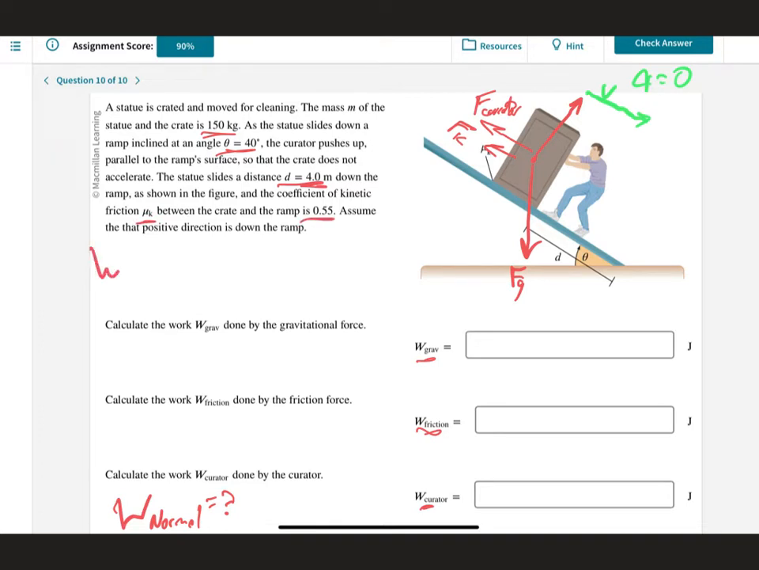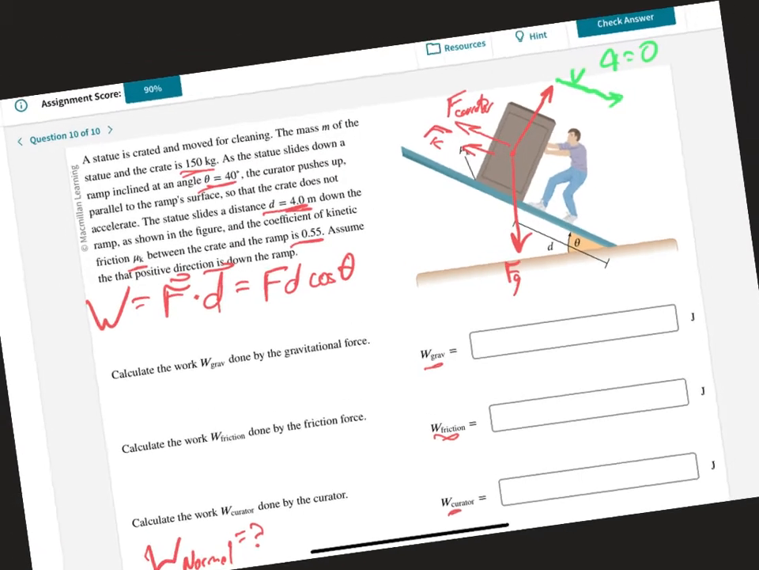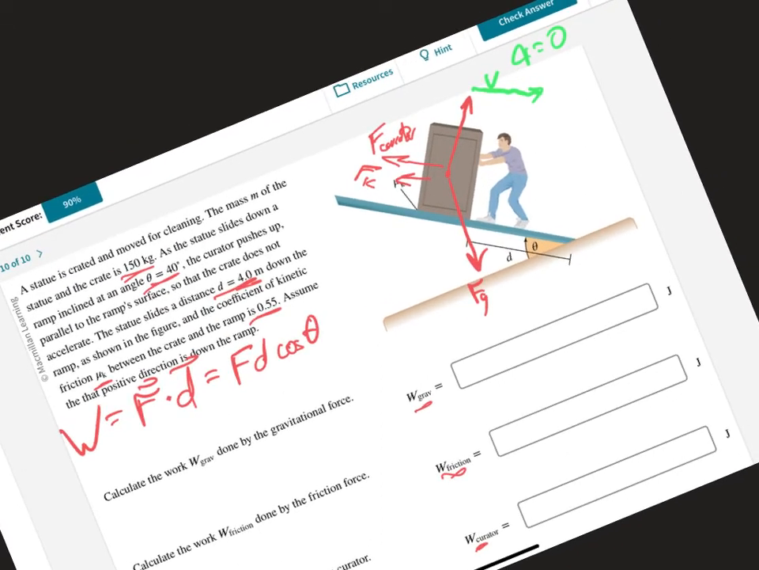The equation for work that we know is F dot D. We talked about this in class. F dot D means the magnitude of F times the magnitude of D times the cosine of the angle between them. I think a good place to start this, actually, would be to rotate our coordinate system like this.